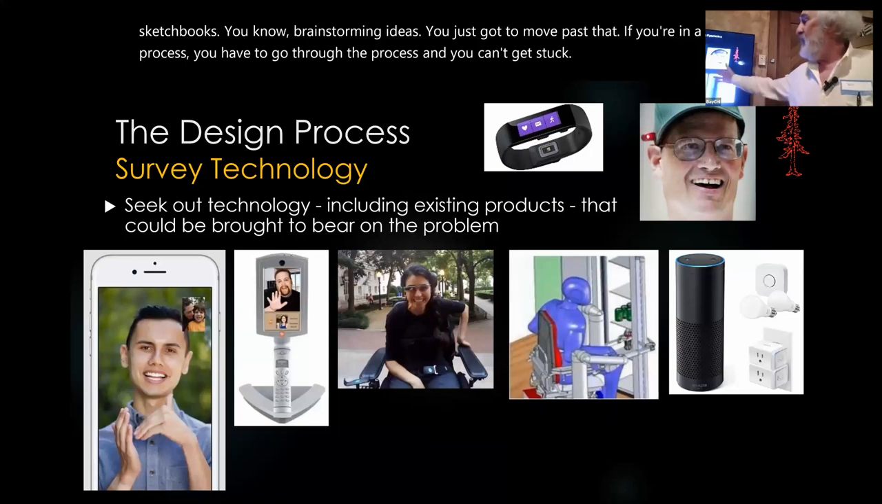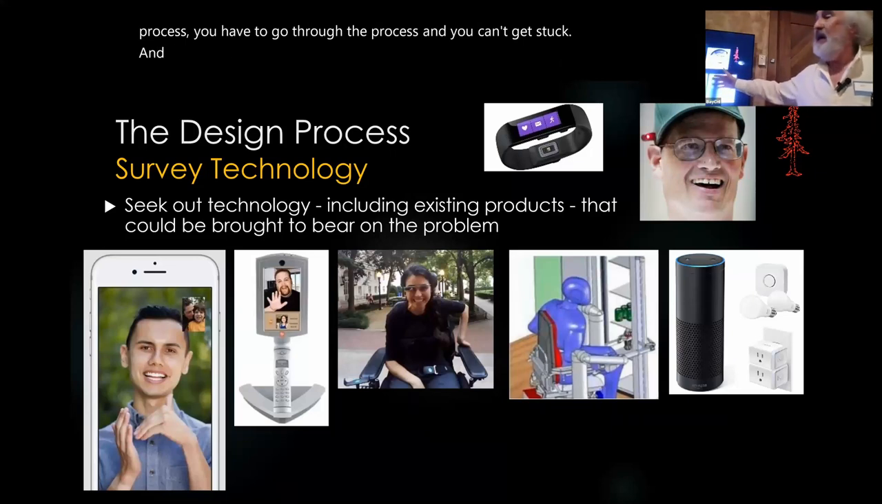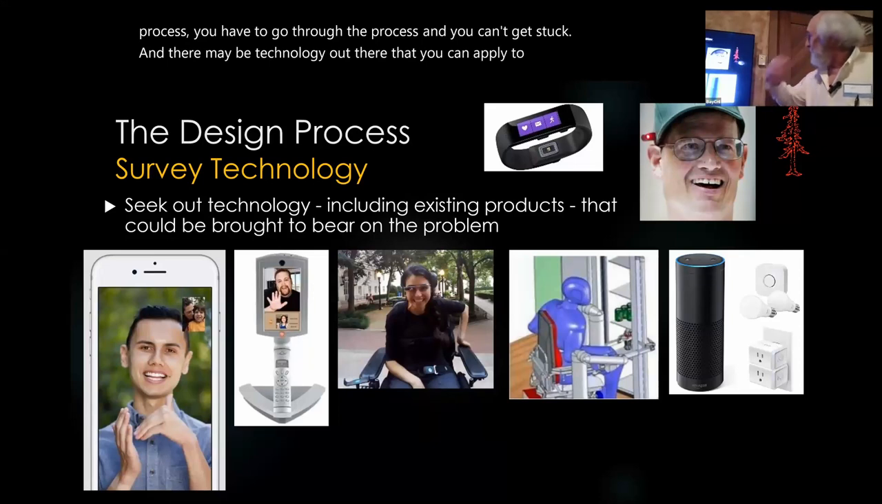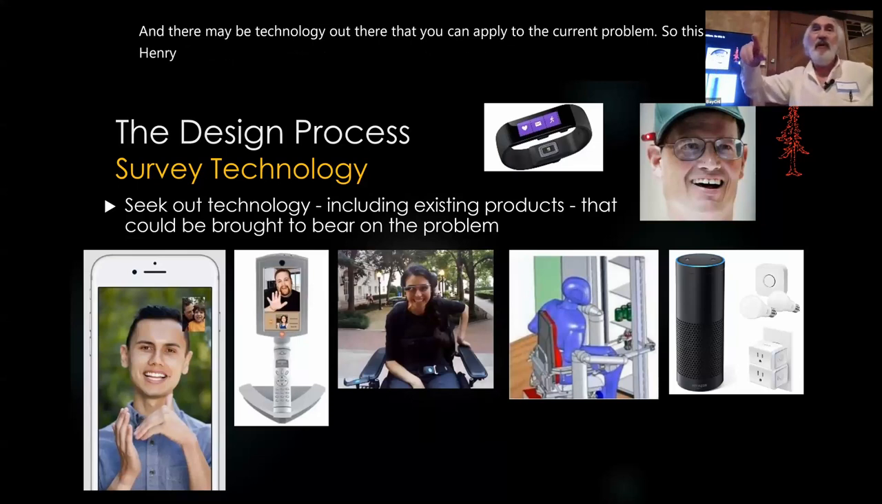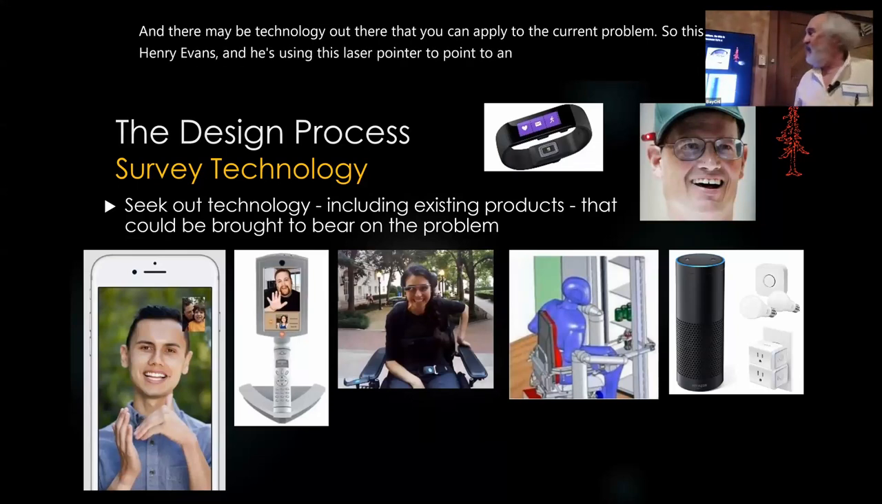And there may be technology out there that you can apply to the current problem. This is Henry Evans, and he's using this laser pointer to point to an alphabet board because he's a non-vocal individual.